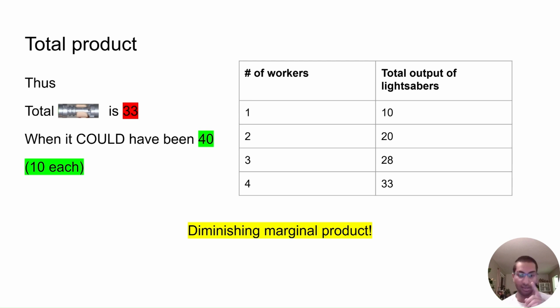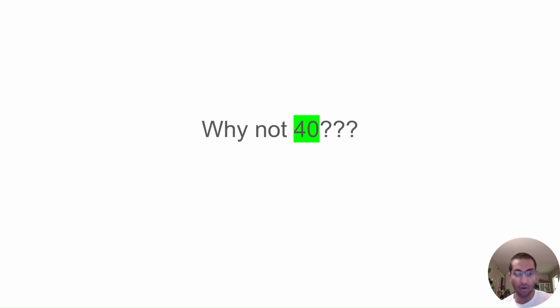This is what's known as diminishing marginal product. Each extra input of labor, such as workers, adds less and less to the total output. So, what factors prevent it from reaching 40?